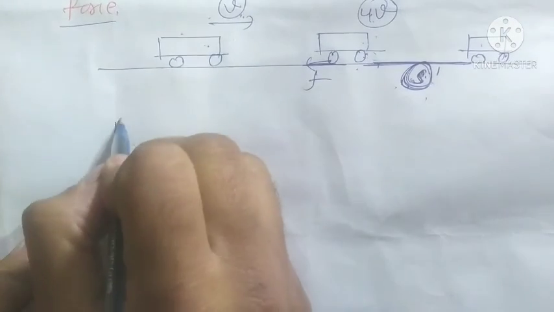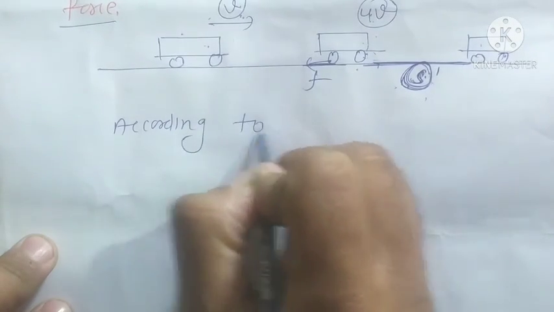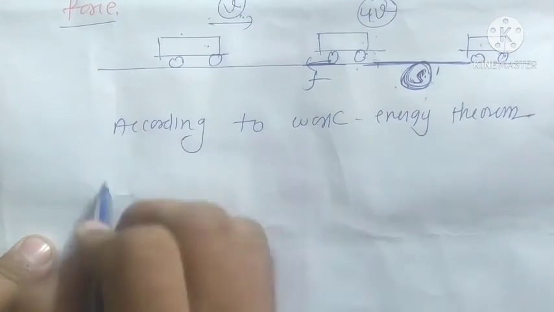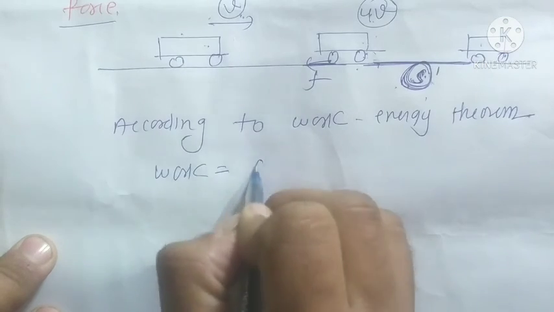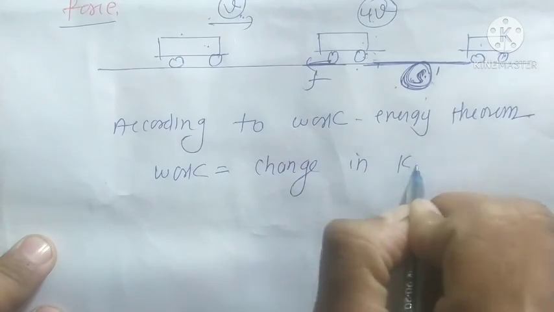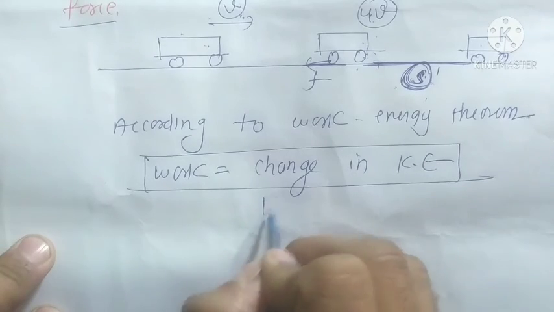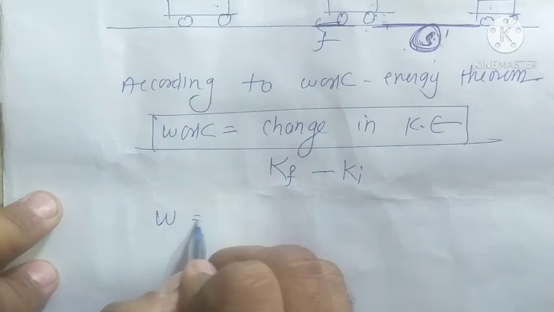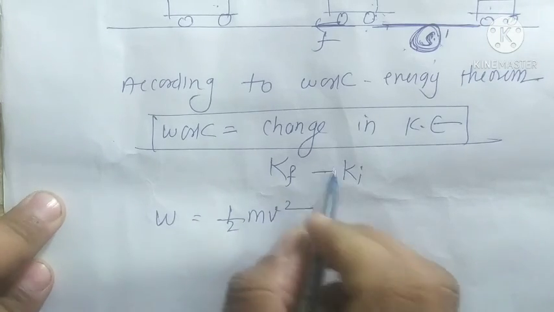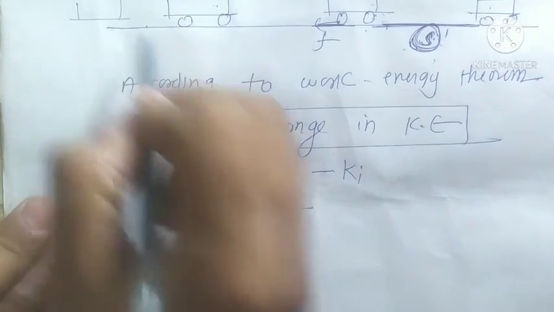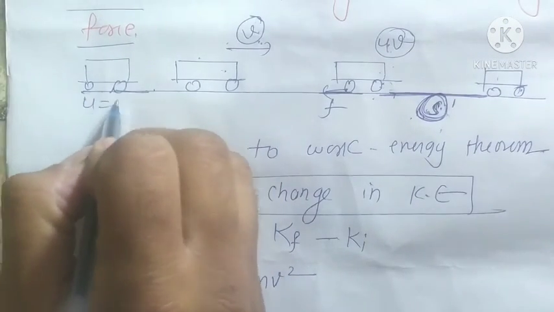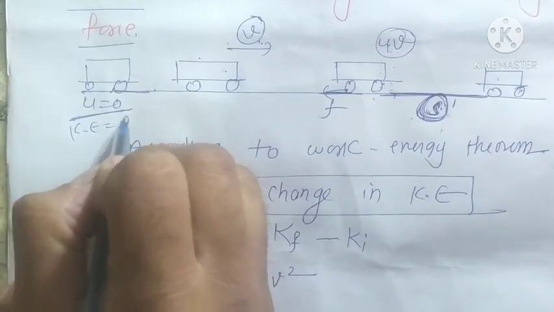According to the work energy theorem, work is equal to the change in kinetic energy, I mean final kinetic energy minus initial kinetic energy. Why? Because at this position, initially this body is at rest, so initial velocity u is equal to 0. So the initial kinetic energy is 0, and the final kinetic energy is half m v square.